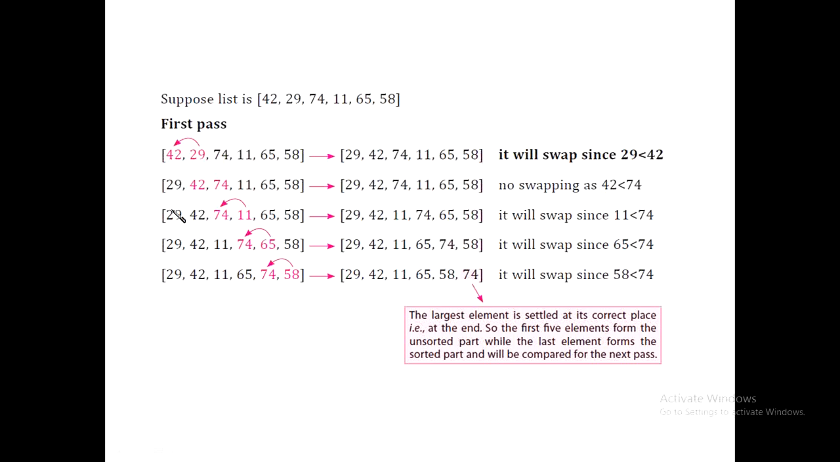Then in the third step, the third element will compare with the fourth one. 74 is greater than 11. Yes, so 11 will come first and 74 will come next. So 29, 42, 11, 74 like this.